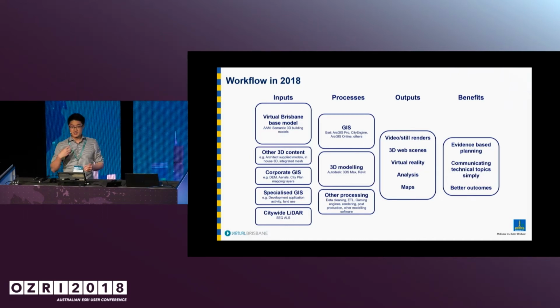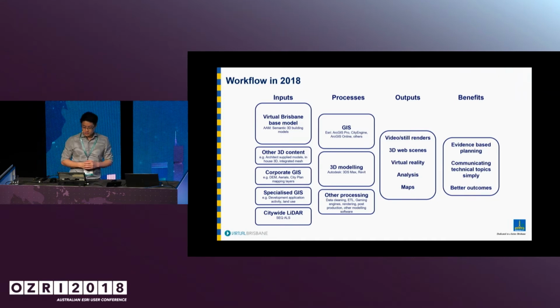Predominantly, it's a GIS and 3D modeling workflow. So we put these inputs through these processes. So our bread and butter heavy lifting is done in ArcGIS Pro. I'll talk a lot about City Engine later for more procedural modeling and scenario analysis. And going towards the cloud, we're really looking forward to what ArcGIS Online offers, and we've begun to use that.